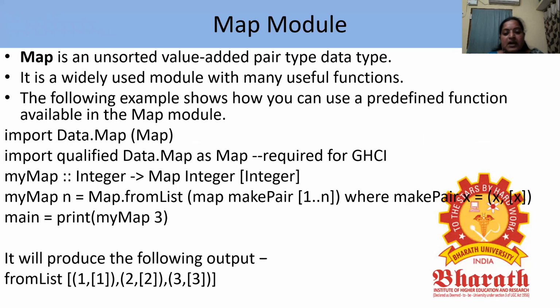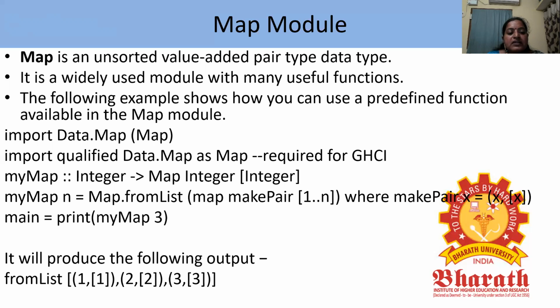And the next one, the map module. So map is an unsorted key-value pair data type. It is a widely used module with many useful functions. The following example shows how you can use a predefined function available in the map module.